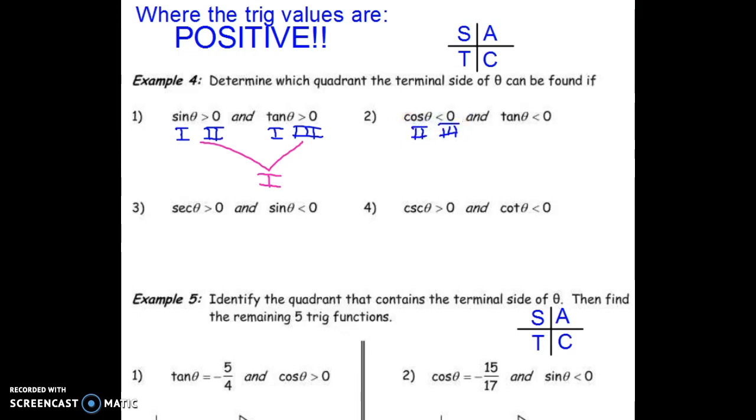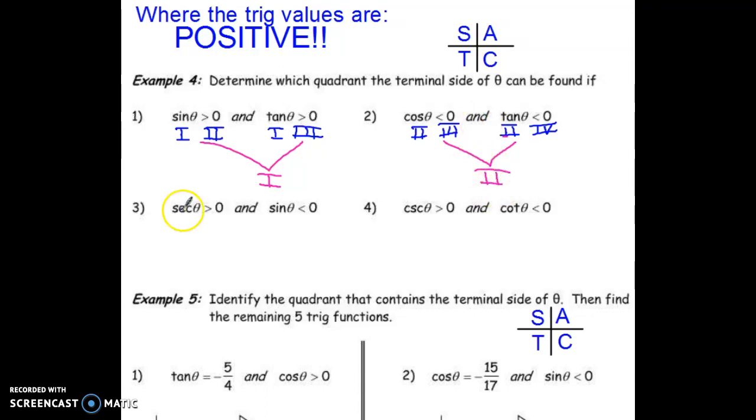Great. Now, we have, where is the tangent negative? Well, if it's positive in these two, it must be negative in those two. 2 and 4. So let's do that. And now we have what? Which one repeats? Here's quadrant 2 and quadrant 2. So this angle would occur in quadrant 2. Great. Let's go on to our next problem now.